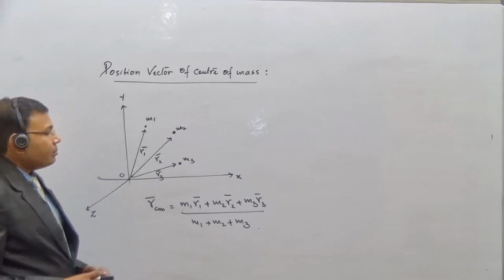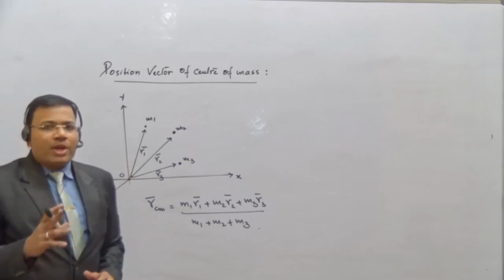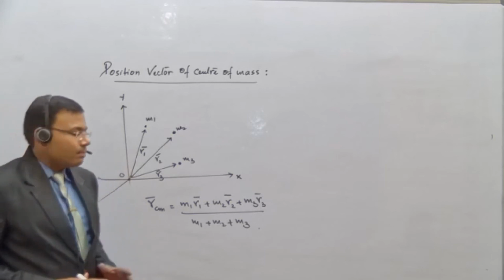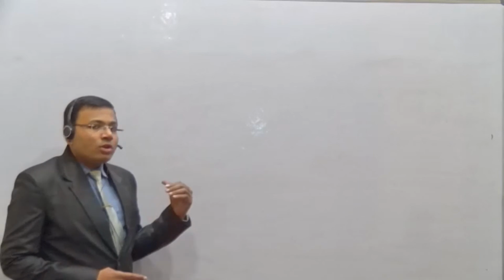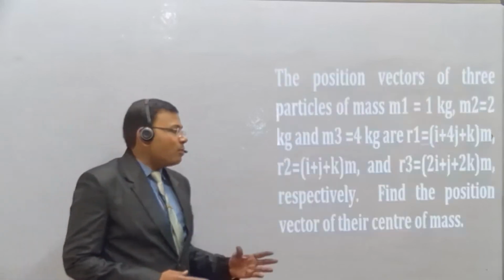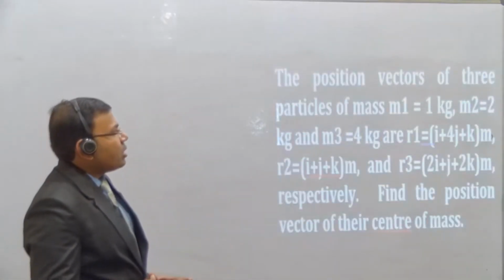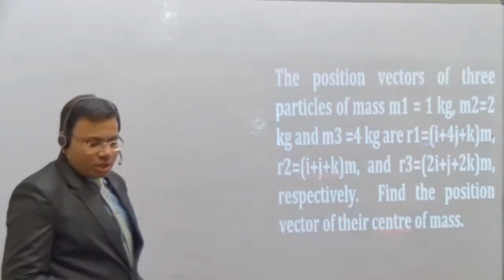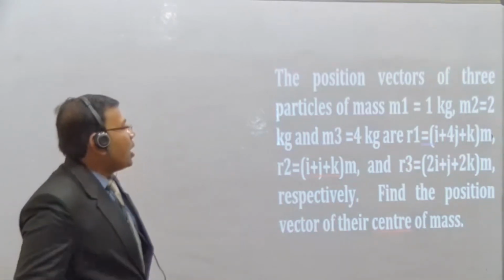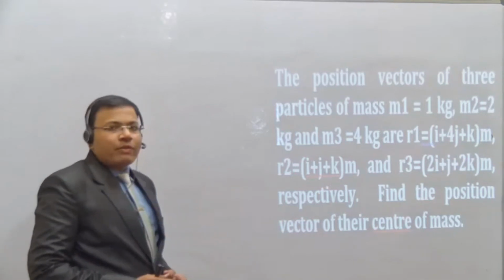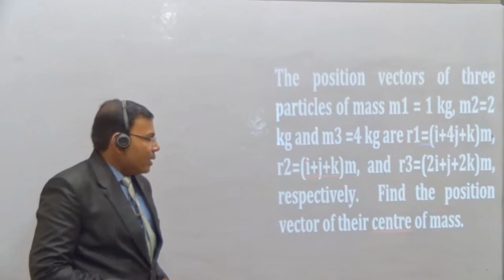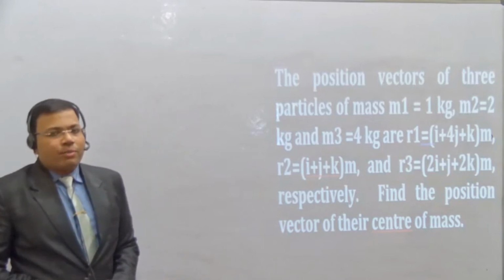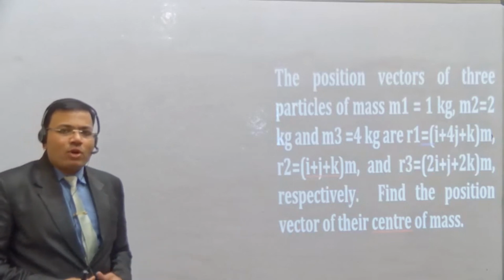Now, based on the same concept, we have one problem. So first, you copy this one. Let us solve one problem based on the position vector of center of mass. The problem is on the board here. See, three particles are given. m1 is 1 kg, m2 is 2 kg, m3 is 4 kg. And the position vectors r1, r2 and r3 are also mentioned respectively. Find the position vector of the center of mass. It's a very simple concept that we have already seen.